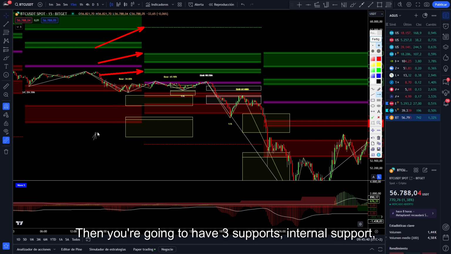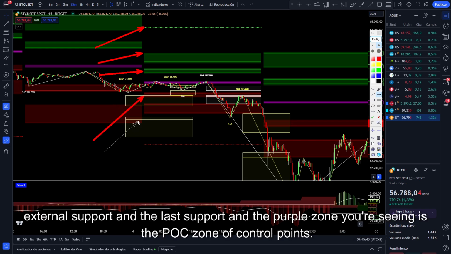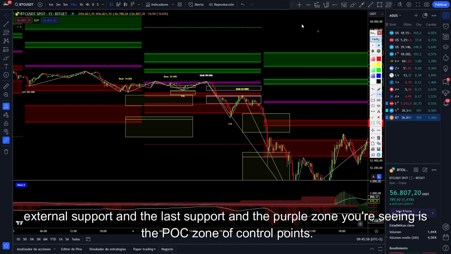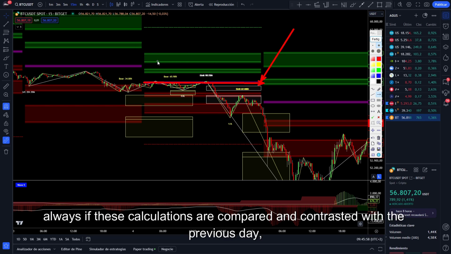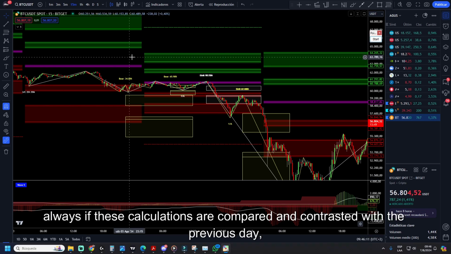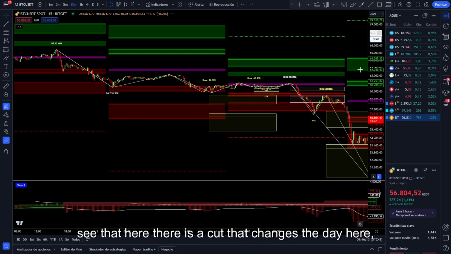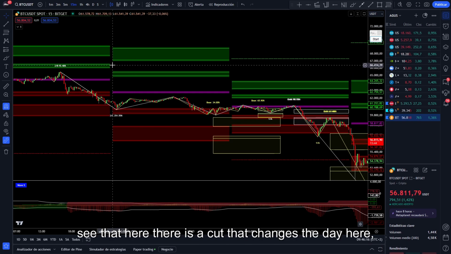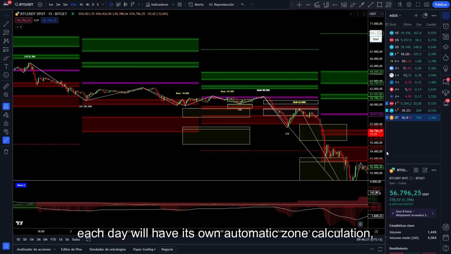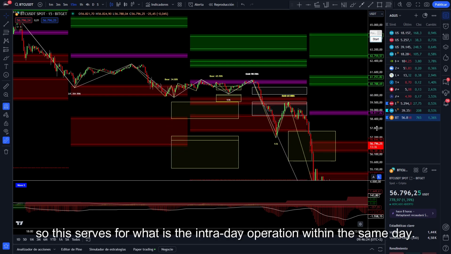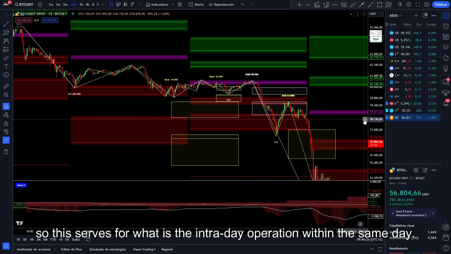Then you're going to have three supports: internal support, external support, and the last support. The purple zone you're seeing is the POC zone, the point of control. It is practically the calculation of the midday area, always compared with the previous day. For example, see that here there is a cut that changes the day, and here there is another cut. That is, each day will have its own automatic zone calculation. So this serves for the intraday operation within the same day.